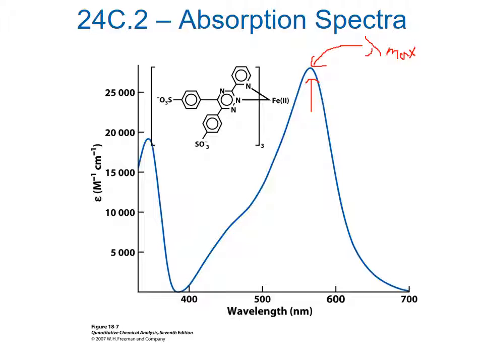Notice that there are multiple relative maximums. Sometimes if we have other things that might also absorb near our lambda max, we'll choose a different lambda that also is a peak in order to determine these concentrations.